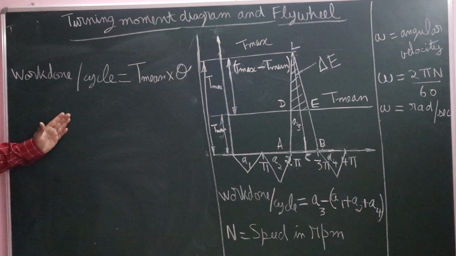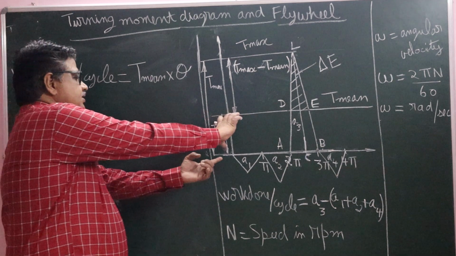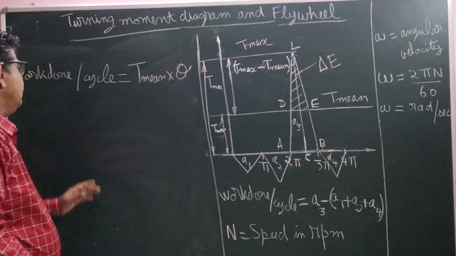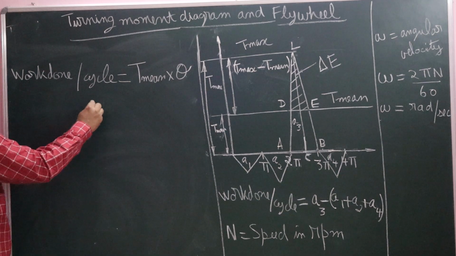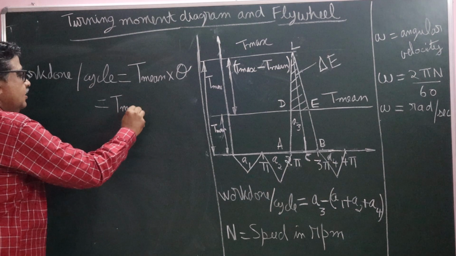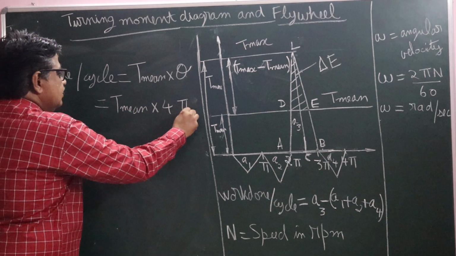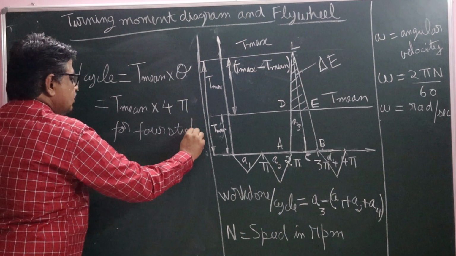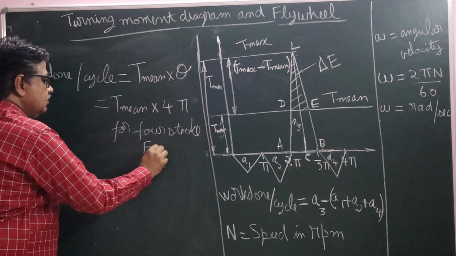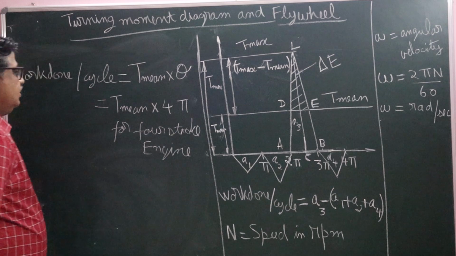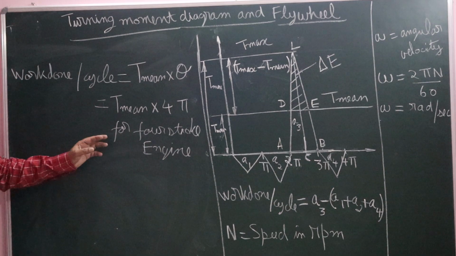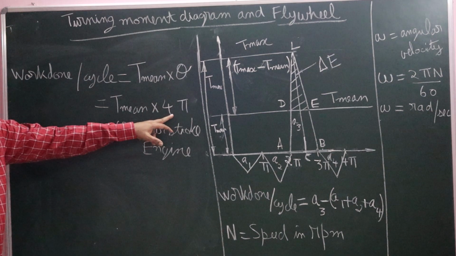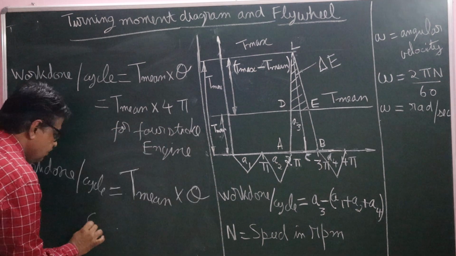So work done per cycle is equal to mean torque, T mean. This value is T mean. From here to here is mean torque. From here to here is T max, maximum torque. Work done per cycle is equal to T mean into theta. This is equal to T mean into 4 pi for a 4-stroke engine. Because for a 4-stroke engine, crank angle is 4 pi per cycle. Each cycle constitutes 4 pi radians, that is 2 revolutions of the crankshaft.